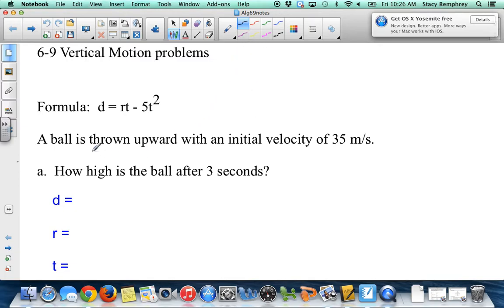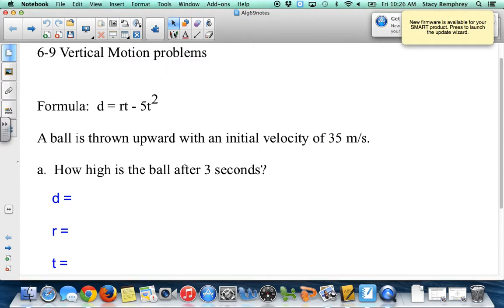So a ball is thrown upward with an initial velocity of 35 meters per second. So the r is this initial velocity. So we're going to fill in r as 35. Okay, so I'm identifying what I know.